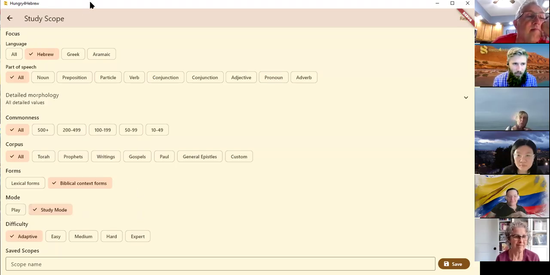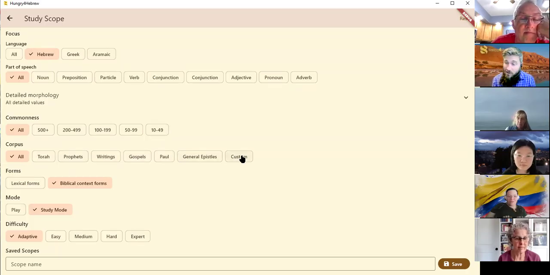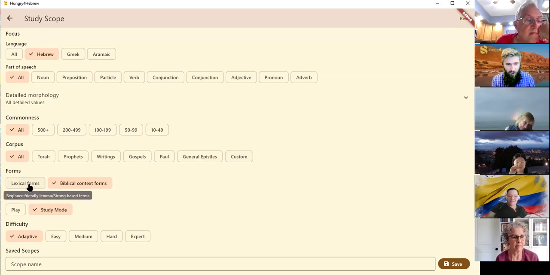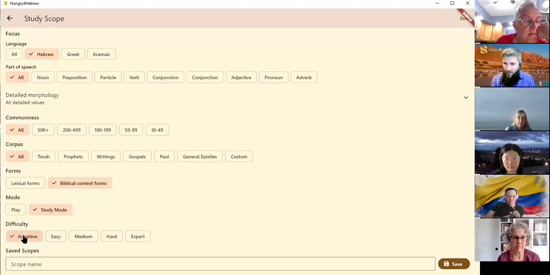This is the study scope, the settings. So you can study Hebrew, Greek, Aramaic. You can study certain parts of speech or how common words show up, or certain parts of the Bible. You can even put in a custom part. Like today I had to do a teaching on Daniel 7 through 12. So I clicked on that and started studying the words in Daniel 7 through 12. You can study either the dictionary forms or the actual biblical context forms. And then the difficulty, you can either choose it or just leave it on adaptive.